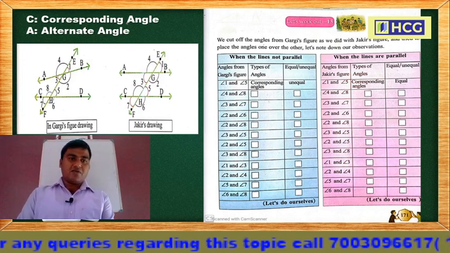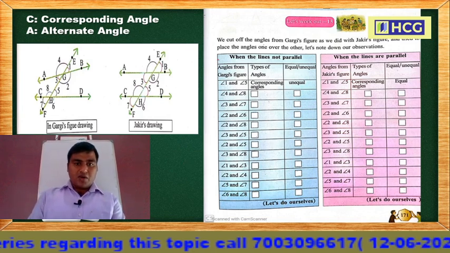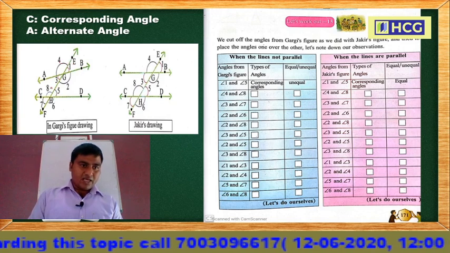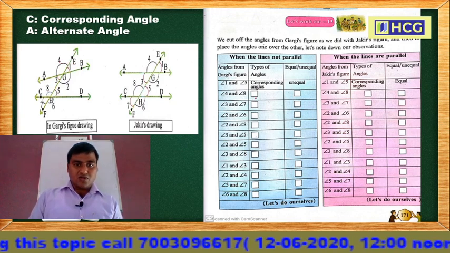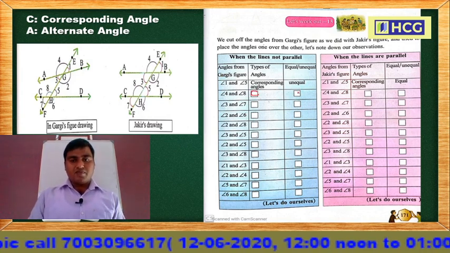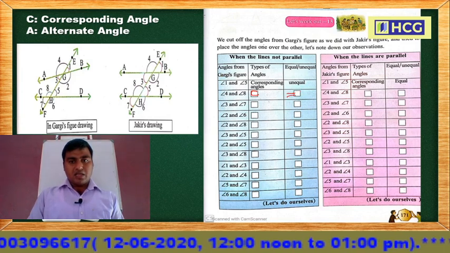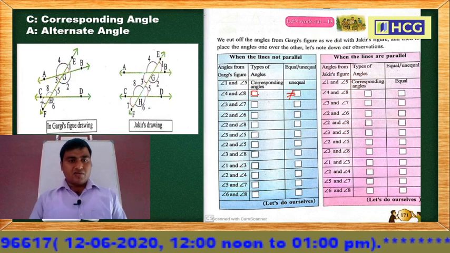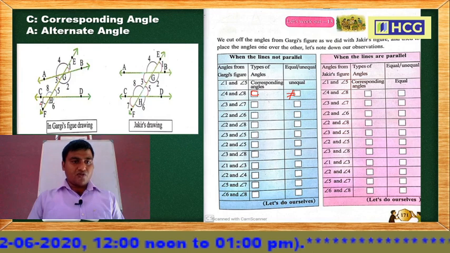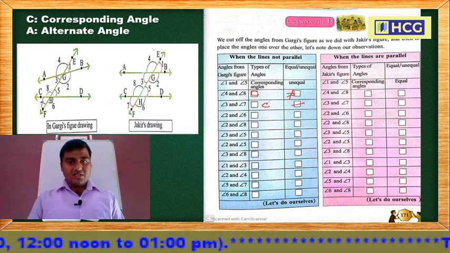Now we see C stands for corresponding angle and A stands for alternate angle. Now angle 4 and angle 8. Here is angle 4 and here is angle 8. So this is a corresponding angle. Write C, unequal. Now angle 3 and angle 7. This is also a corresponding angle. Right? C. And this is not equal.